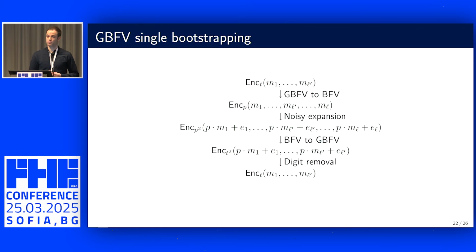For our GBFV scheme, we also introduce a bootstrapping operation. Due to certain technical limitations, we were not able to instantiate all of the bootstrapping steps directly in GBFV. Therefore, we also need to rely on this conversion to the regular BFV scheme. As you can see in this slide, some of the steps will be evaluated in the BFV domain, while the last step, the digit removal, is executed in GBFV.